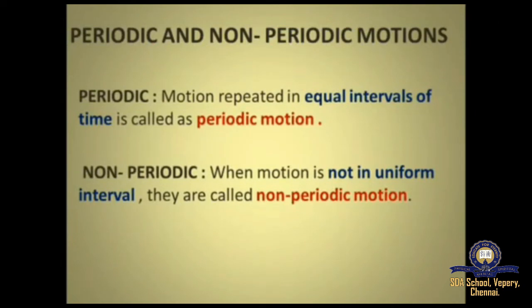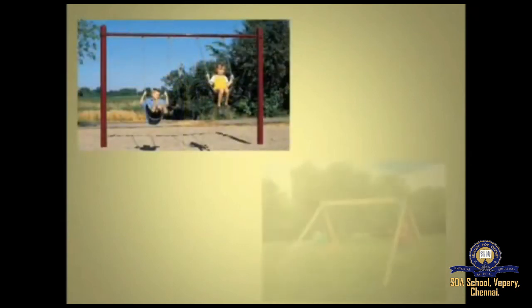And we saw the examples of periodic motion such as the wall clock and the waves and the bouncing balls. And non-periodic motion is when motion not repeated in uniform interval, it is known as non-periodic motion. We looked into the example of a sagging swing in wind.